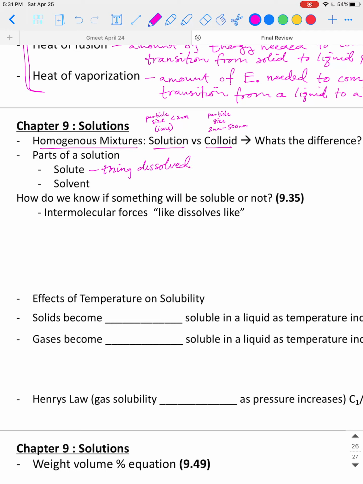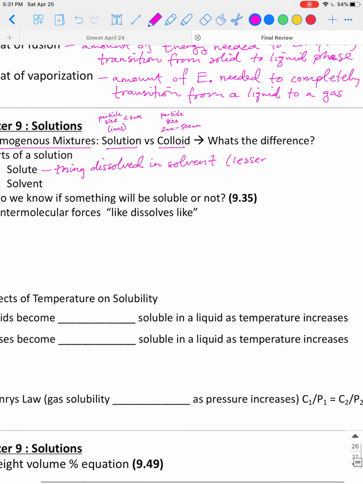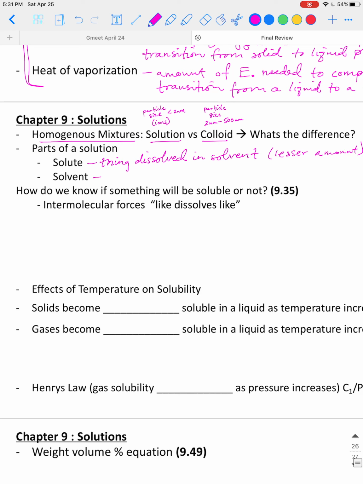Parts of a solution. We have 2 parts of a solution. We have the solute. This is the thing dissolved in the solvent. It is present in lesser amount. And we have the solvent. This is the thing that dissolves solute. And it's present in greater amount. Okay?